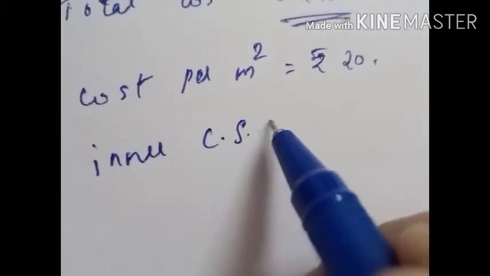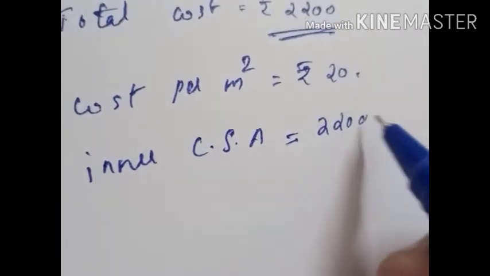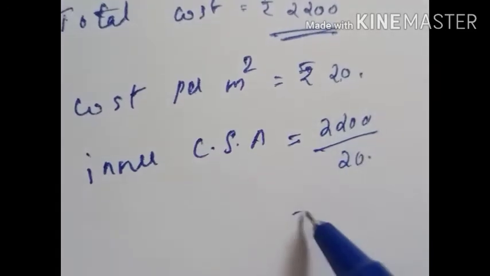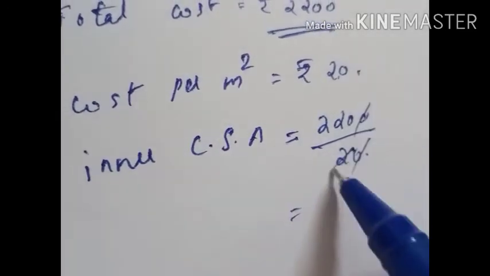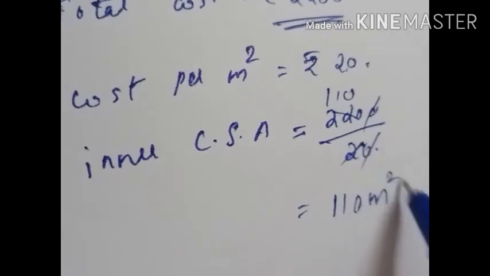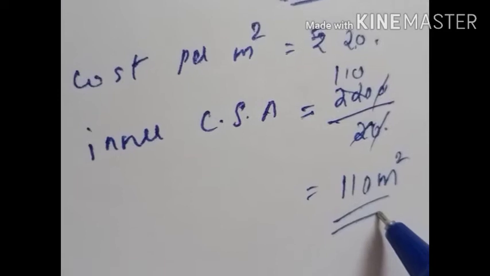Inner CSA of the cylinder is equal total cost divided by cost per meter square. Then what we will get? That is 110. So 110 meter square. This is the inner CSA. That is the first sub question.